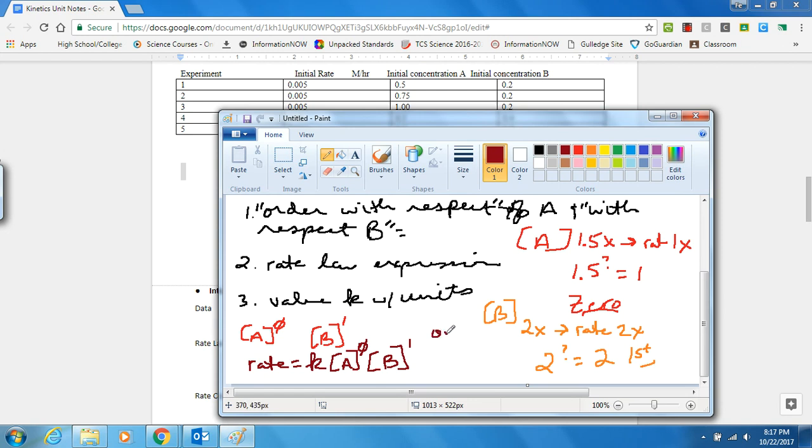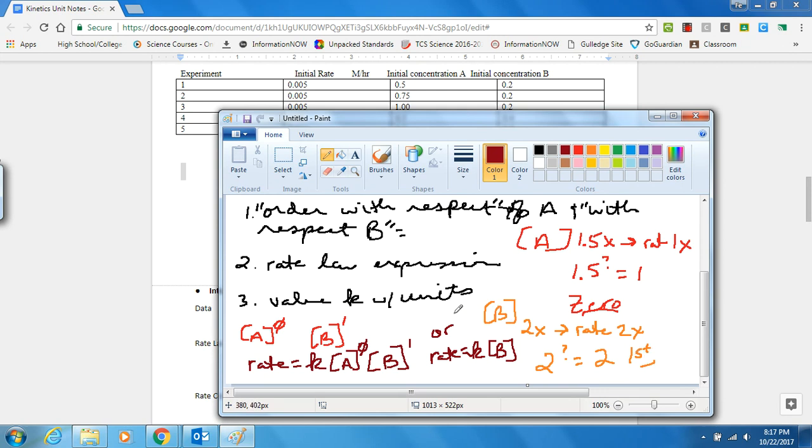Now, you could also write it like this. A to the 0 order, that's essentially just 1, right? So I could write this rate law expression, rate equals k, B, and it's understood to the first order. So either one of these two are acceptable.